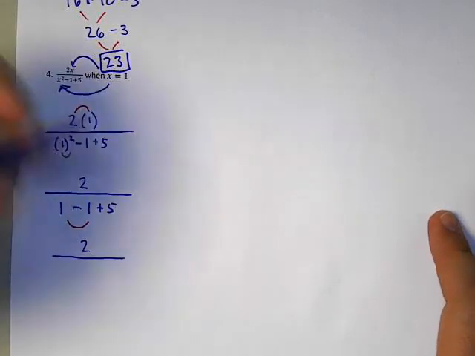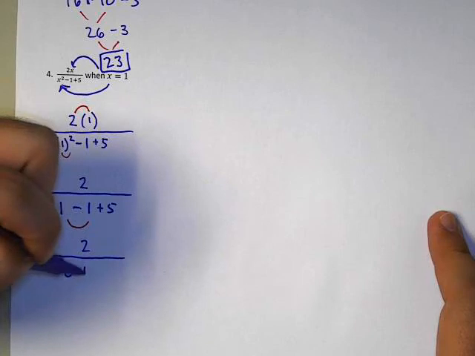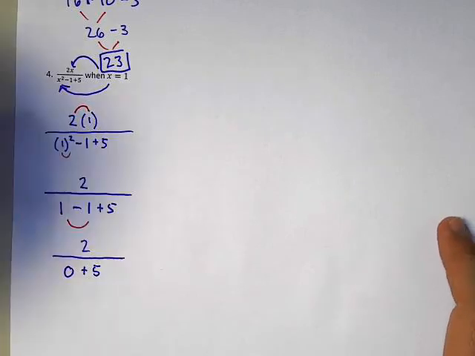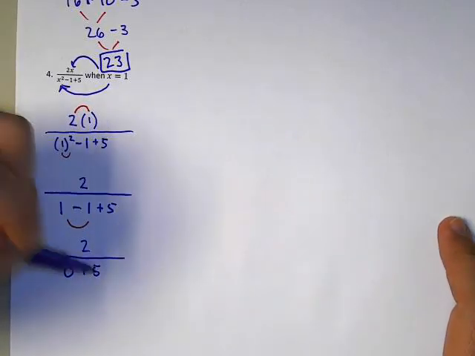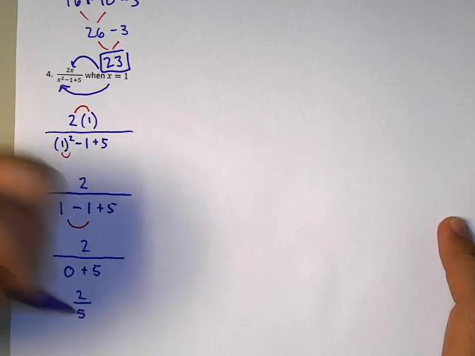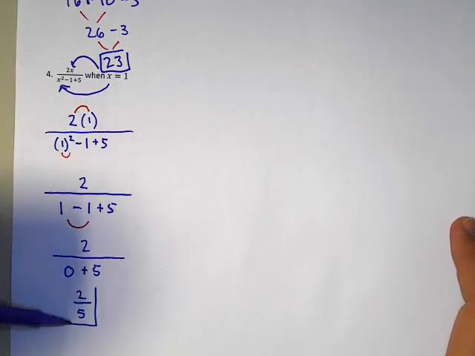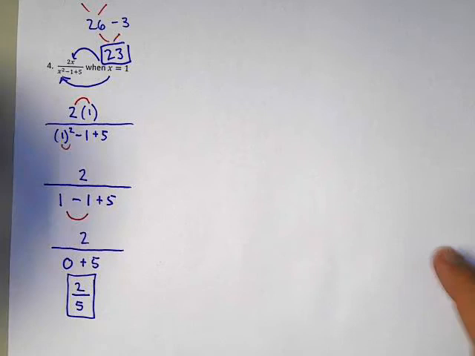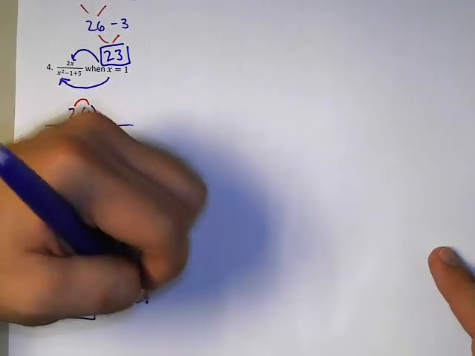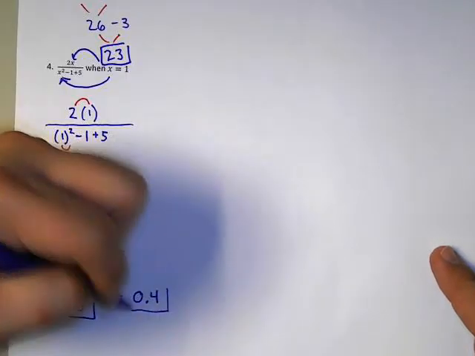So 1 minus 1 is 0. Bring down the positive 5, or plus 5. And then I have my final step, 0 plus 5. So I have 2 over 5. Now, this is a perfectly good answer. If you go to your calculator, you might get a decimal, 0.4. Both are perfectly okay.